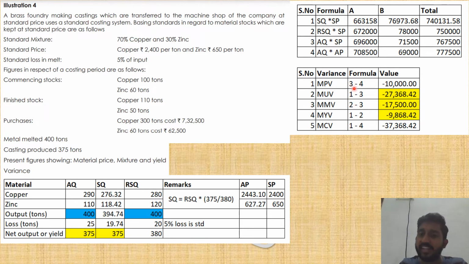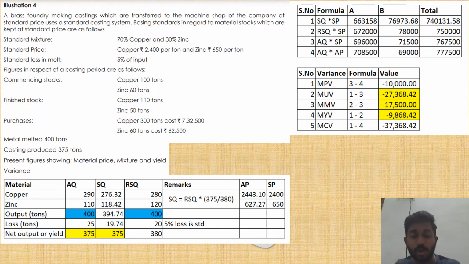Okay, so if you see, material price variance plus material usage variance, 10,000 plus 27,000, is going to be 37,000. That should tally with material cost variance. Same way, material mix variance plus material yield variance should tally with material usage variance. That's why I have given yellow color. So this group in yellow color has to tally with each other. Okay, so friends, I think you will be thorough with this problem.